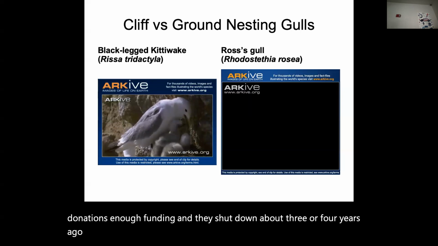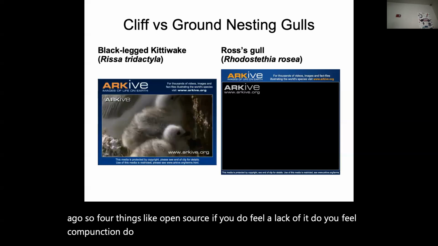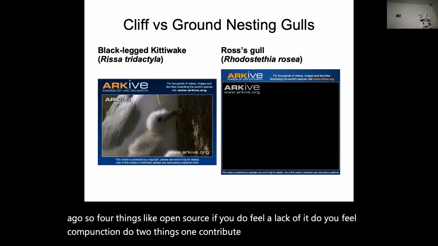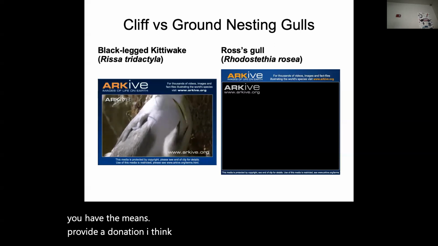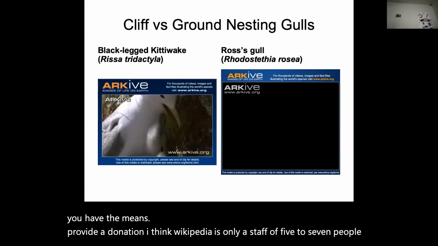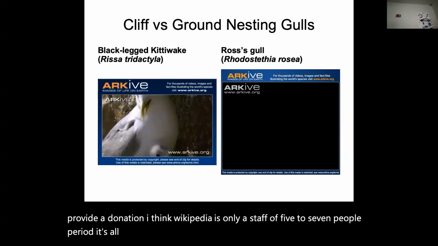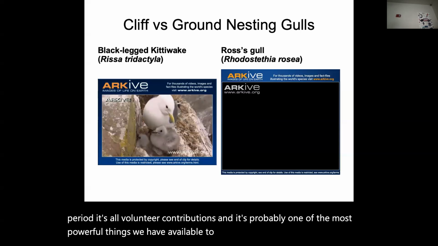So for things like open source, if you do feel a liking for it, if you do feel a compunction, do two things. One, contribute information. And two, if you have the means, provide a donation. I think Wikipedia only has a staff of 5 to 7 people, period. It's all volunteer contributions, and it's probably one of the most powerful things we have available to us. This one didn't survive.